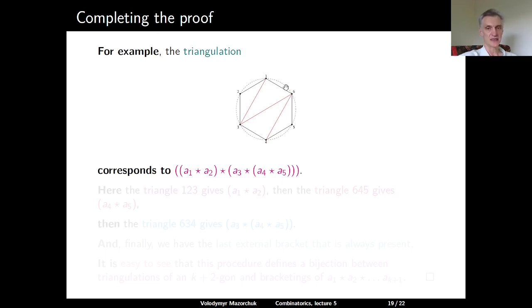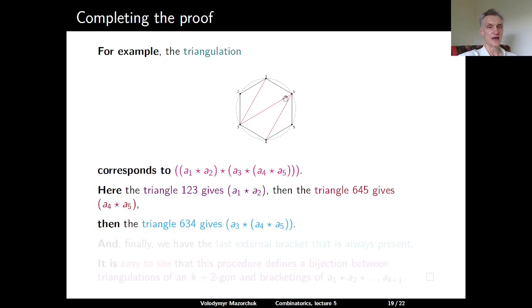So our side 1, 6 is here, 1, 2 is A1, 2, 3 is A2, 3, 4 is A3, 4, 5 is A4, and 5, 6 is A5. So the triangle 1, 2, 3, so the diagonal 1, 3, tells us that we should bracket A1 star A2. The triangle 6, 4, 5, so the diagonal 6, 4, tells us that we should bracket A4 and A5. Now the triangle 6, 3, 4 tells us that we should bracket A3 with the outcome of bracketing A4 and A5.